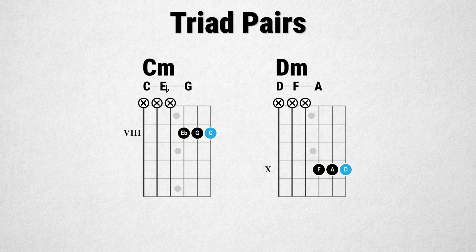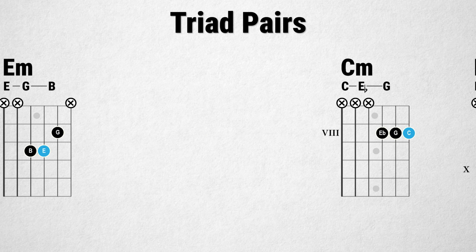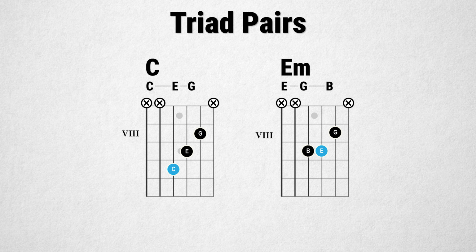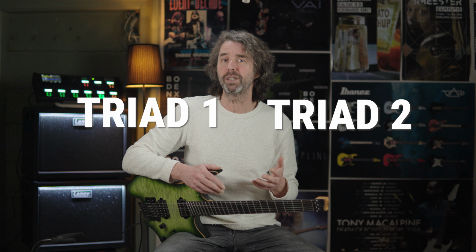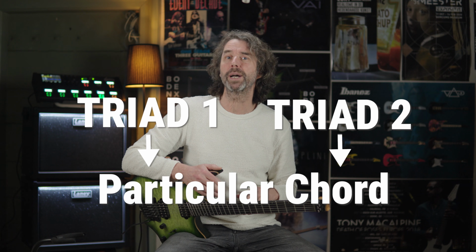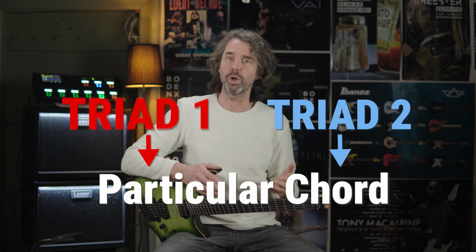Also, C minor and D minor can be a triad pair. But, for instance, C major and E minor share 2 notes and are less suited to be a triad pair. Now, triad pairs are superimposed over a particular chord. The notes of these triads can be tension notes or resolve notes, creating an interesting sound that sometimes results in a modal sound like Dorian and Lydian, for instance.